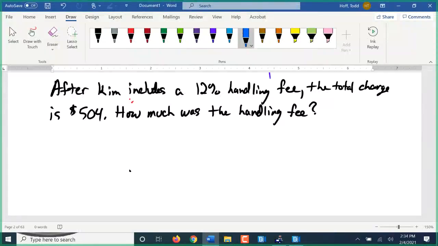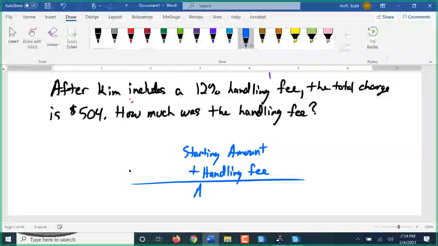So, again, I'm going to set this up. We have the starting amount. I don't have a real word here, so I'm just going to put a starting amount. The words you use in here really don't matter as long as you know what they represent. We're going to add that handling fee. Then we're going to get the amount paid again.